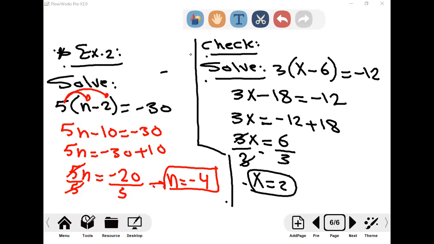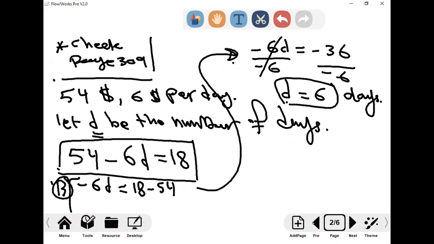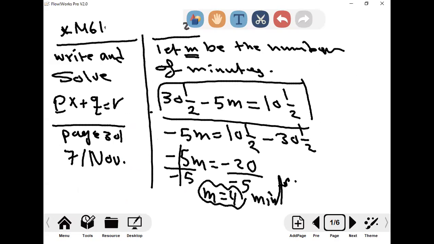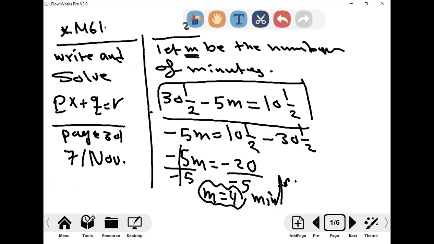Mr. Omar Ala, page 301, you mean the previous lesson, right? Okay, I will go back, sorry. This check is correct. Example 2.